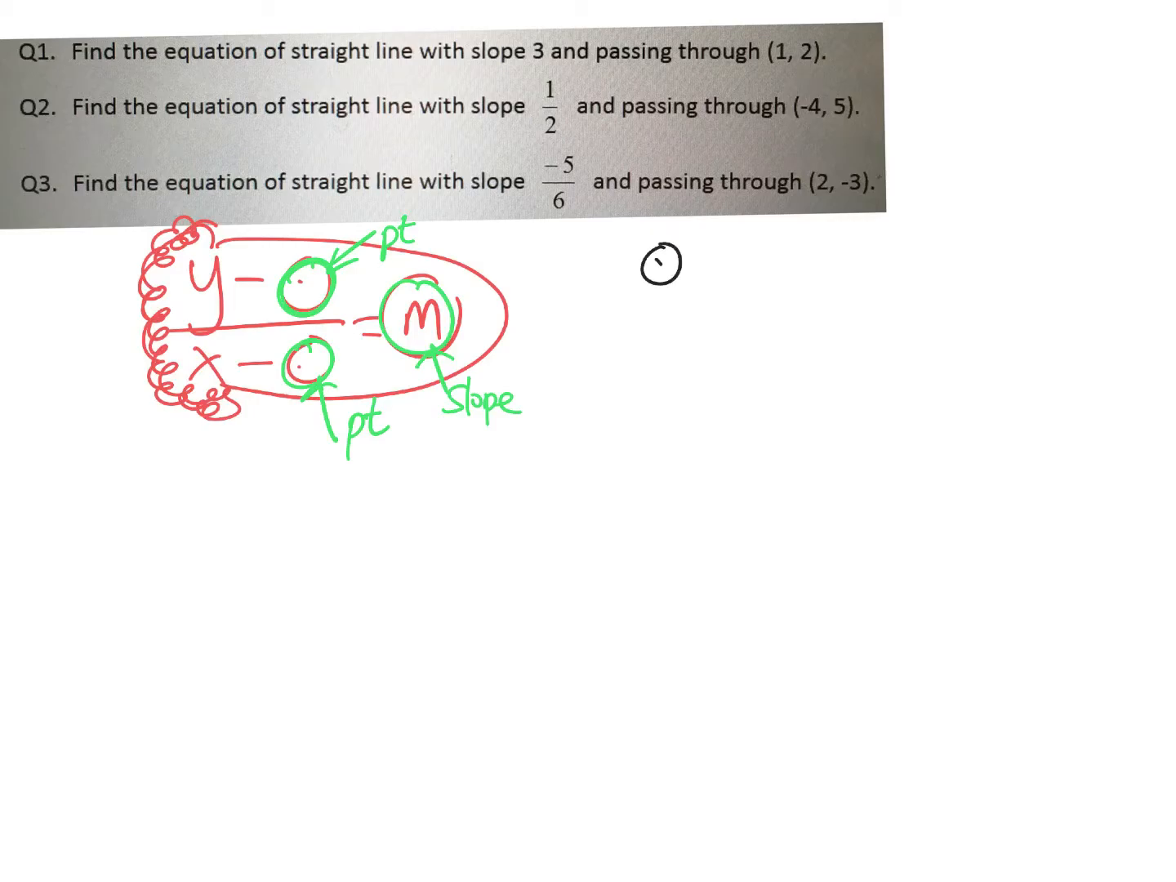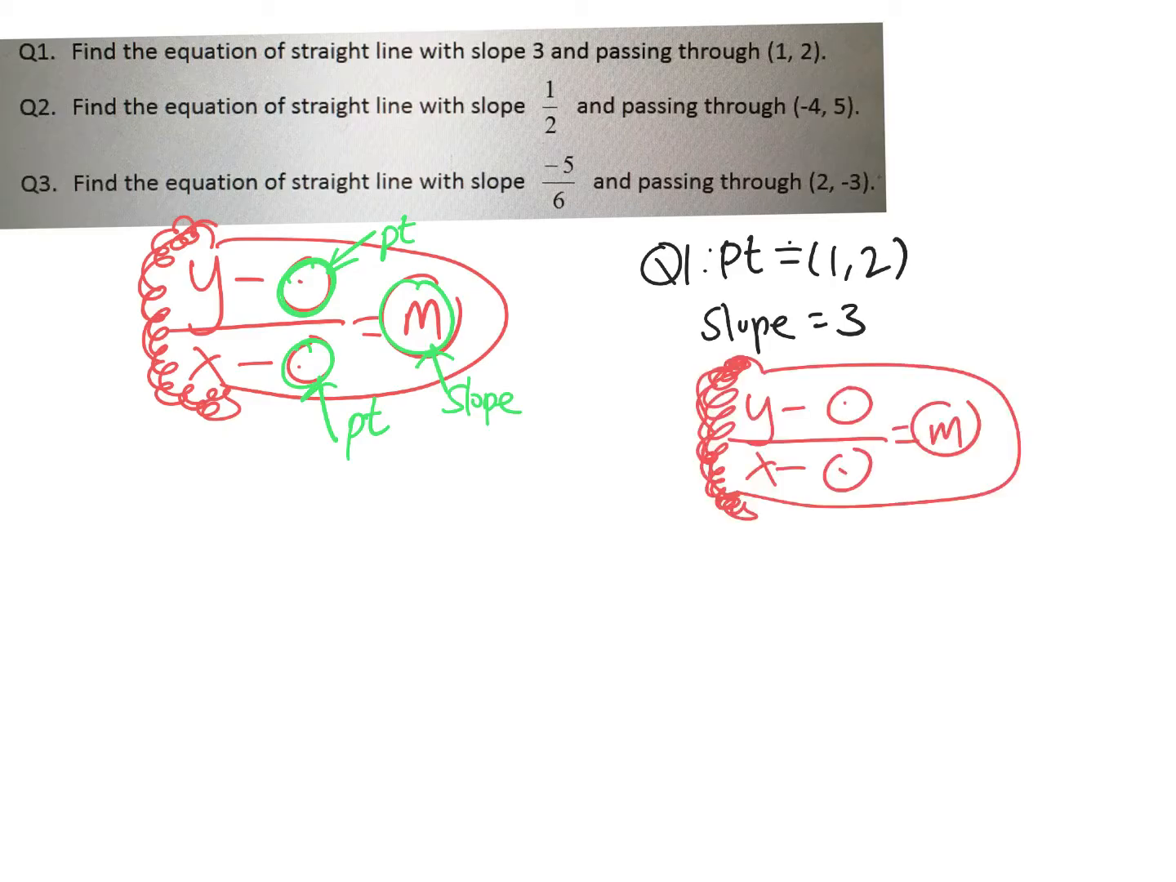Question 1. The point is (1, 2), and the slope is 3. So we use the guide and put here the y-coordinate of the point, 2, and here the x-coordinate of the point, 1, and here the slope, 3. Then this is the equation already. We will write it again.